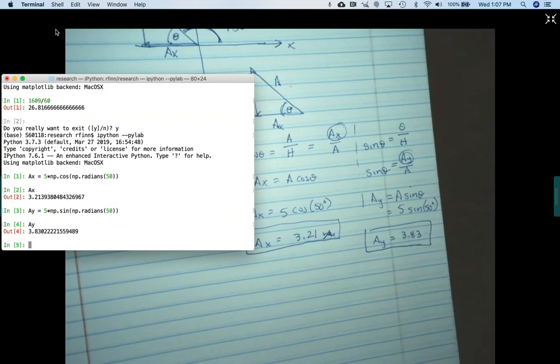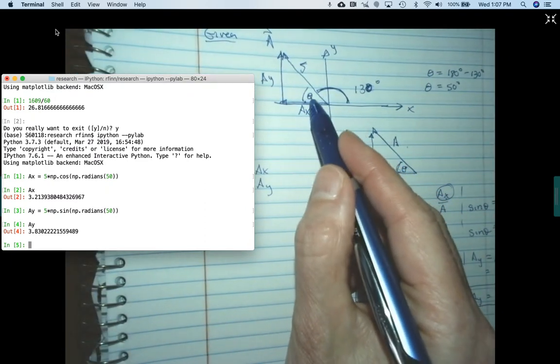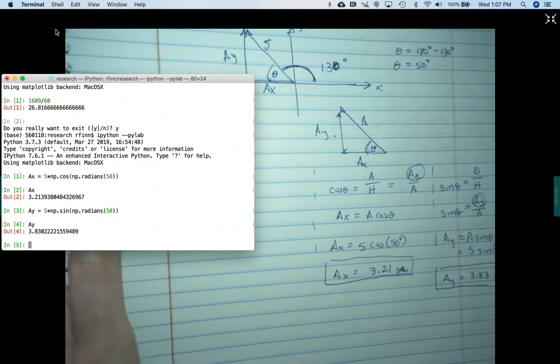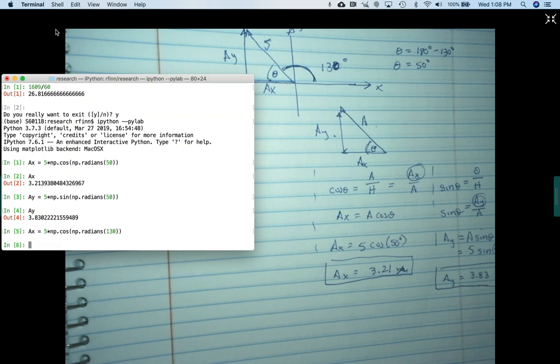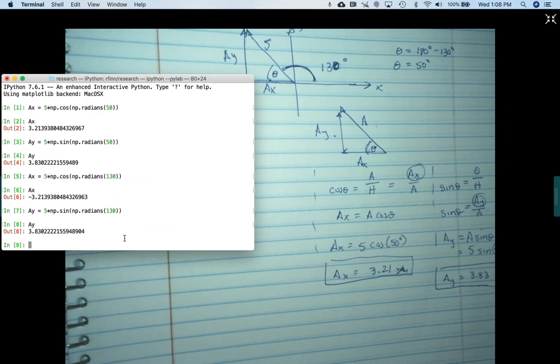Okay, so I broke this up to write things in terms of this angle theta, but what if instead we used this 130 degree angle? So let's see what we get for AX if I use 130 degrees. It tells me that AX is in the negative direction, which I should put in at the end as well. And let's see what AY comes out as if we do 130. Okay, so AY comes out the same, 3.83.